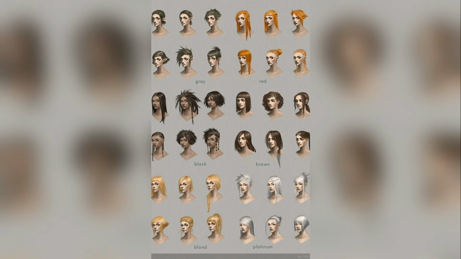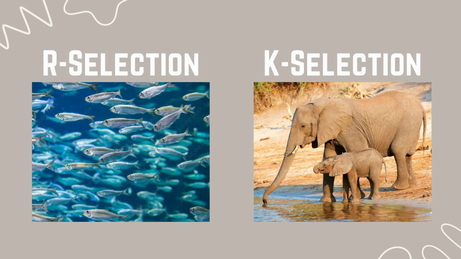With sexual reproduction, genetic diversity within a species is far greater than what can be found within species that rely on asexual reproduction due to the mixing and combining of genetic information. Another factor to consider is reproductive strategies. These strategies also fall under two categories, R selection and K selection.